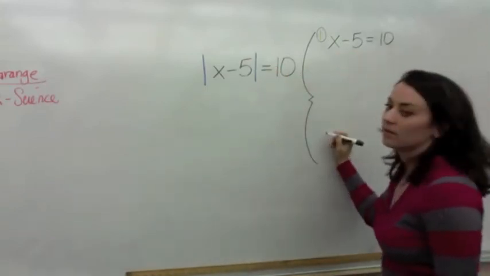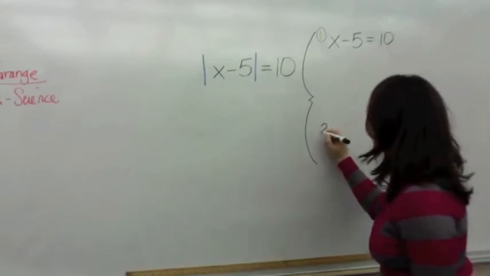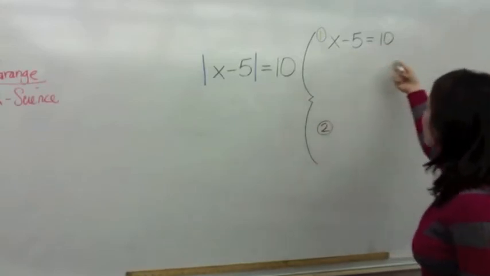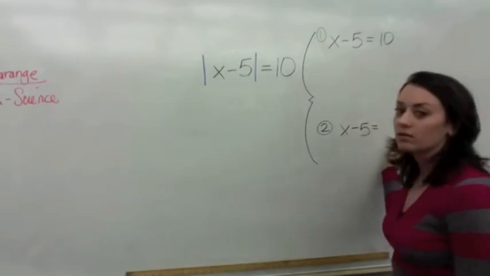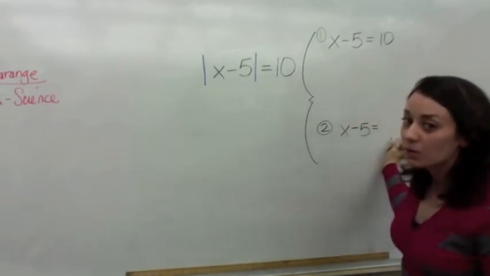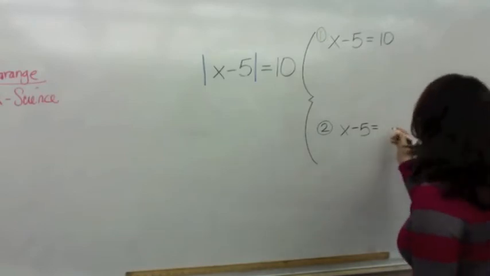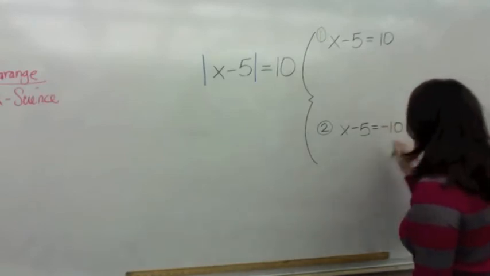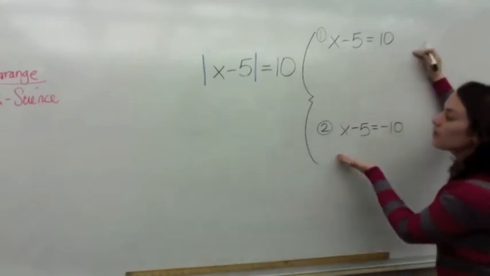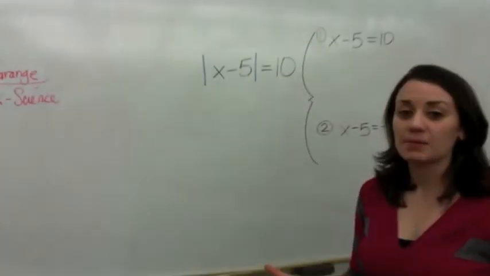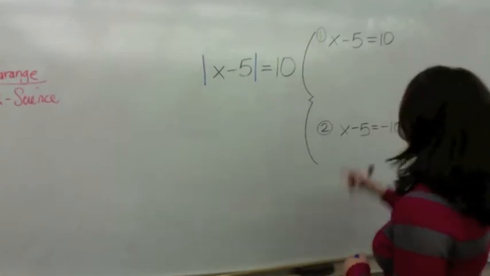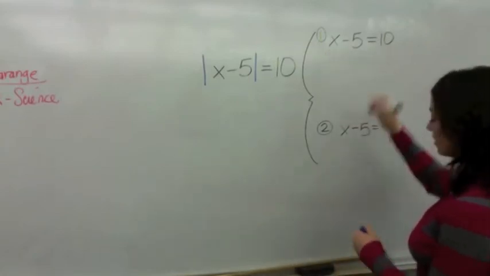One's negative. Okay. So it's the same equation, which is x minus 5, but now what is it going to equal? Negative 10. Good. So you have two equations to solve for. One's positive, and so the next step to solving an absolute value equation is to solve for the positive equation.